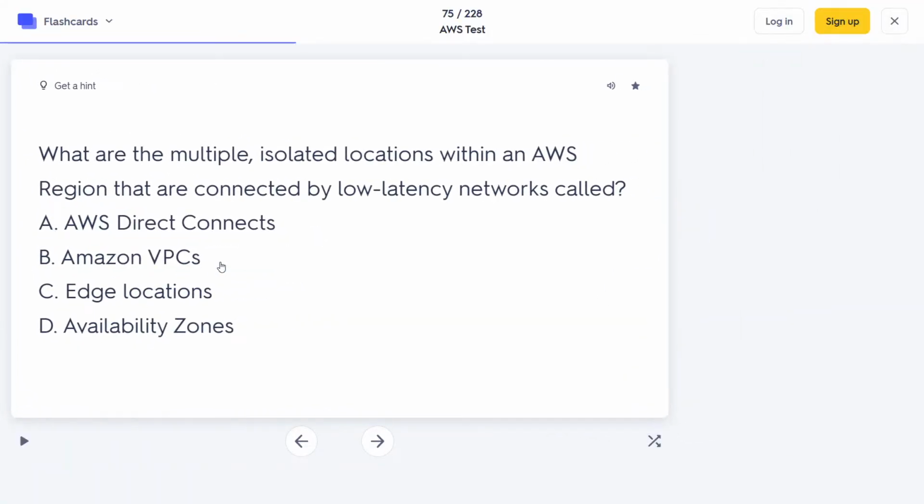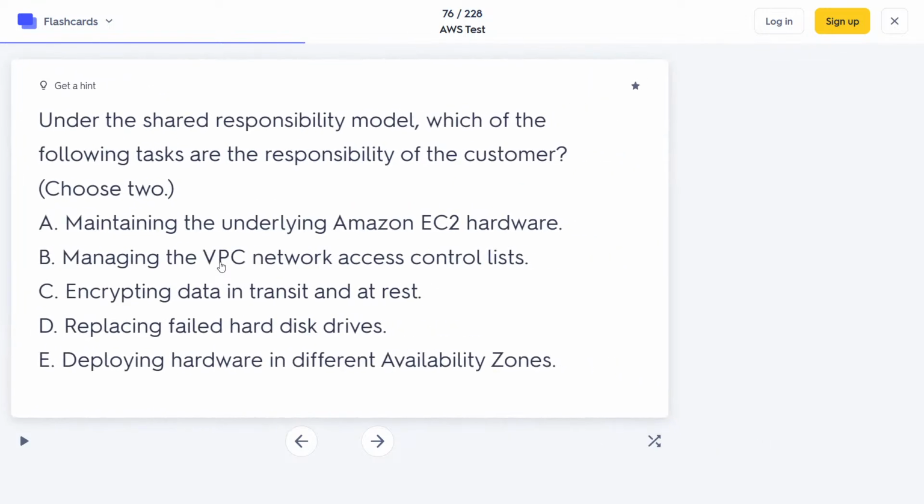What are the multiple isolated locations? Can we move with the availability zone things? Is there a way to preview the video thumbnail in the embed? The YouTube feature thing I was asking on this guy.